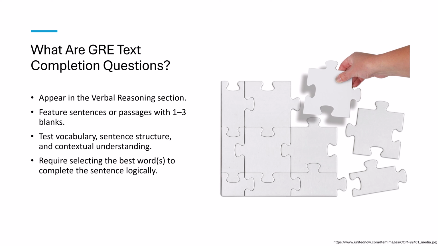Test completion questions are essentially fill in the blank puzzles. You will see sentences or short passages with 1 to 3 blanks, and your job is to choose the best word from given options. These questions don't just test vocabulary, they also check your understanding of sentence structure and context. You need to select answers that make the sentence both grammatically correct and logically coherent. Mastering these means you're not just memorizing words, but truly understanding how they fit together in context.